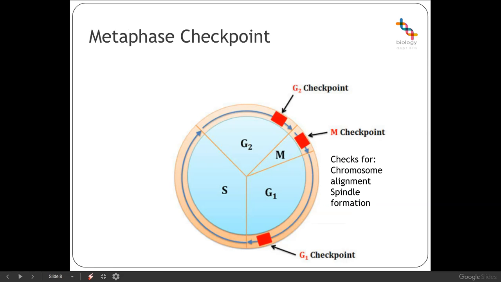Our final checkpoint is the metaphase checkpoint. And at this point, we are looking for chromosome alignment and spindle formation specifically. So the metaphase checkpoint isn't just in mitosis, it's really controlling the progression during mitosis from metaphase to anaphase. So we're checking to make sure that the chromosomes are all correctly aligned across the metaphase plate. And this is making sure that they're aligned in the right direction and that the sister chromatids are paired together. We're also checking to make sure that we have correct spindle formation and that we've got a spindle fibre attached to the kinetochore of each sister chromatid. And this checkpoint is really making sure that each daughter cell is going to receive the correct number of chromosomes.